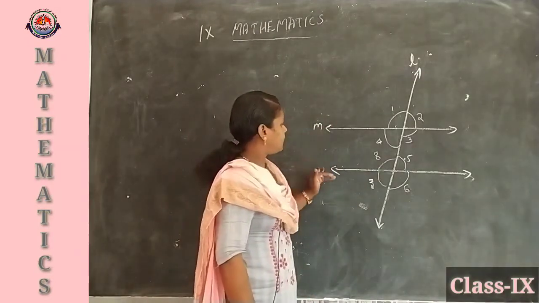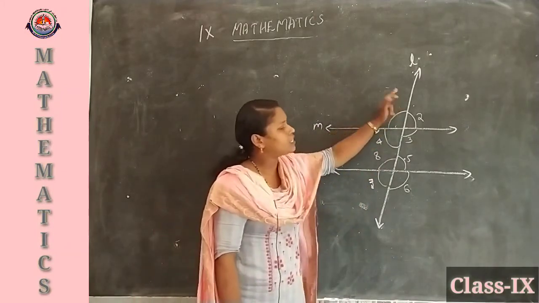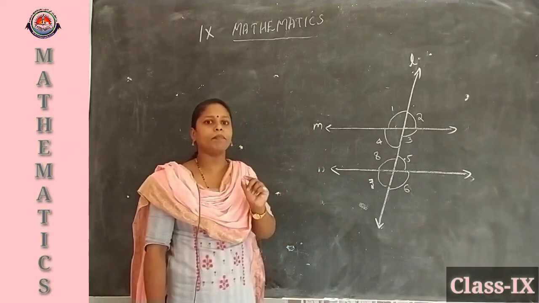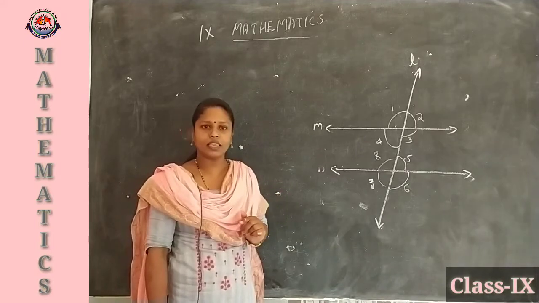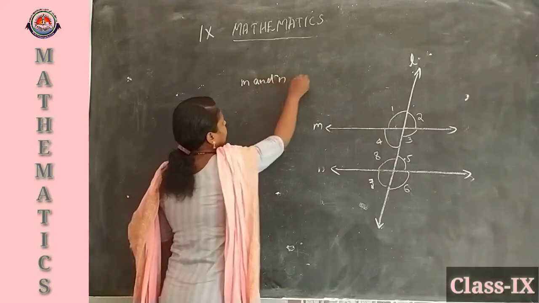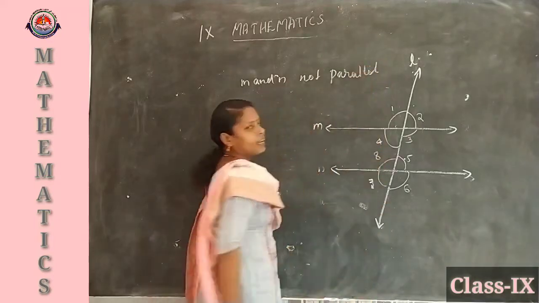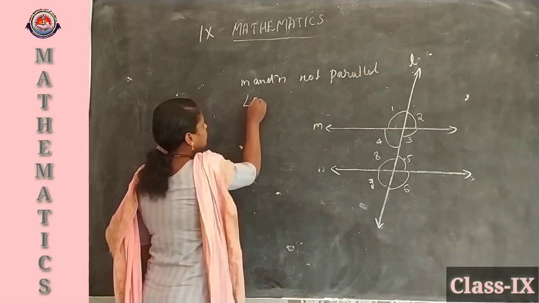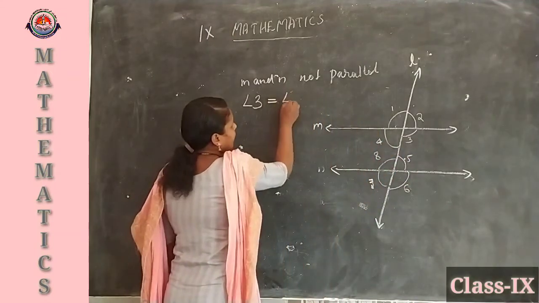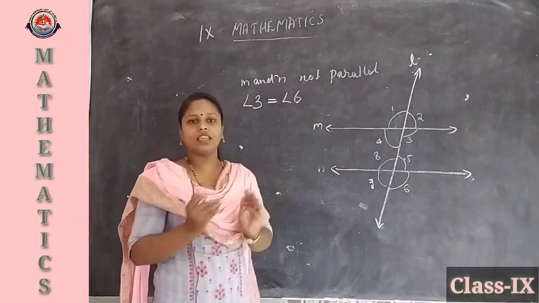M and N are any lines. L is a transversal. So the transversal L is intersecting any two lines such that a pair of corresponding angles are equal. Suppose M and N are not parallel, but corresponding angles, here suppose I am taking this pair, angle 3 and angle 6, are equal.